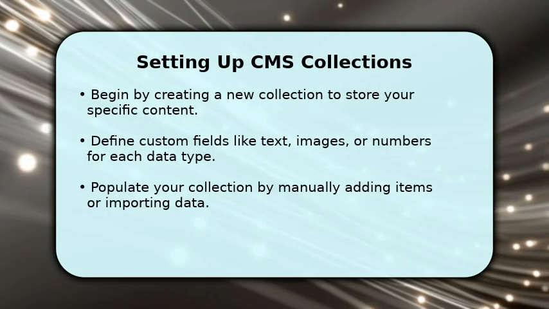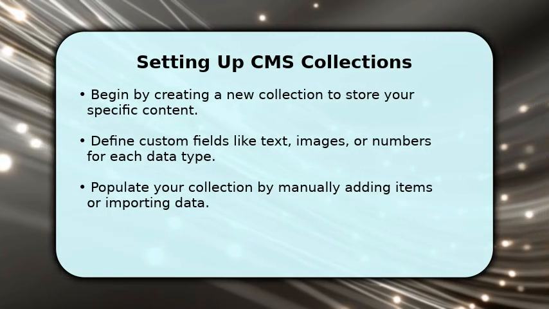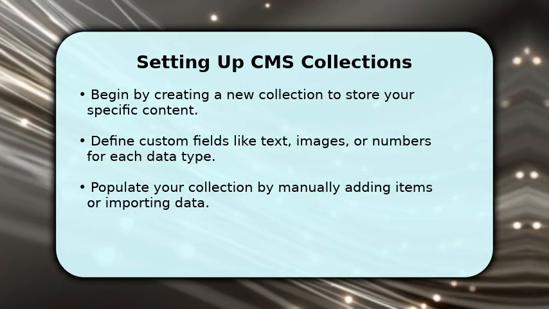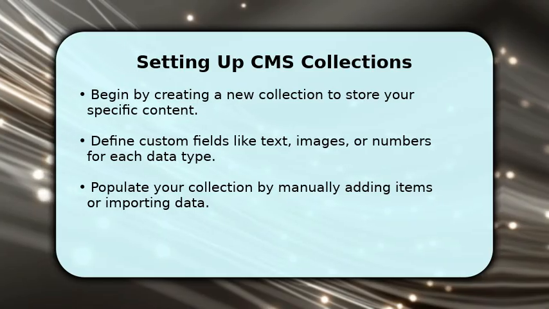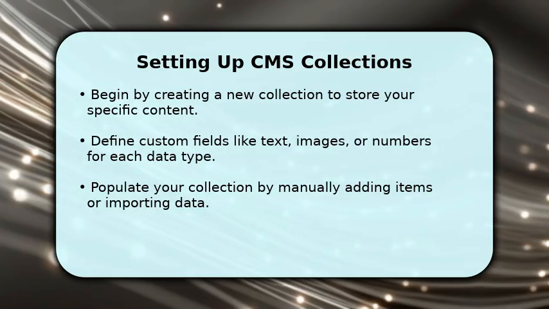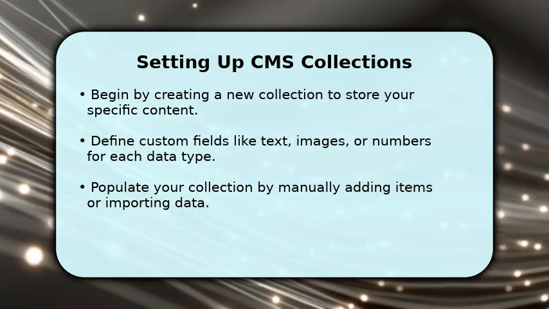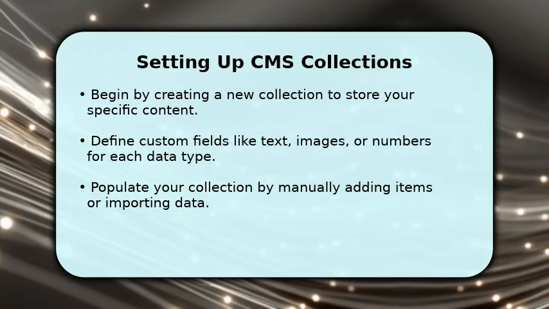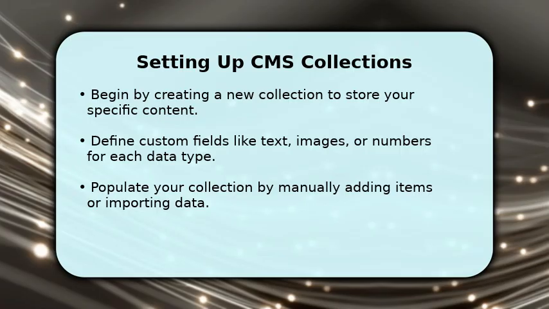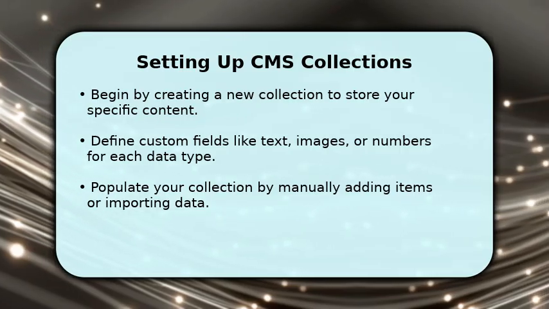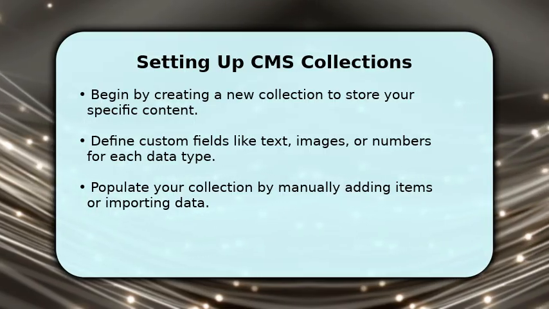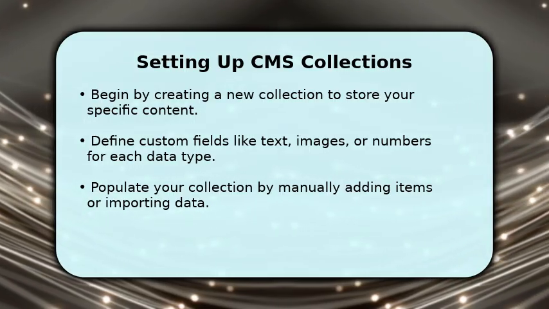Next, let's set up your CMS collections. First, navigate to the CMS panel and create a new collection, giving it a clear name. Then, you'll define the various fields for your content, such as a title field for text, an image field for visuals, or a price field for numbers. You can add as many as 25 different field types. Finally, populate your collection by adding individual items or importing data from a spreadsheet, making content entry straightforward.